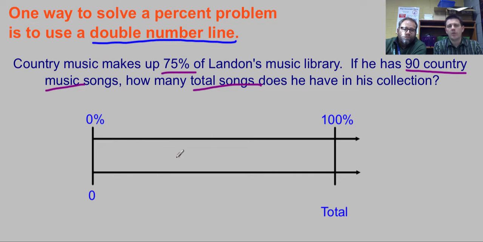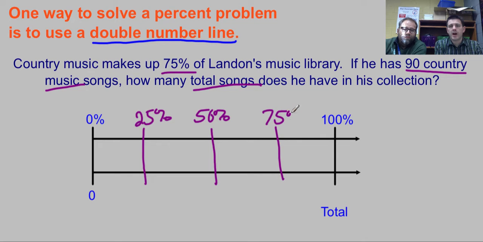What do I need to count by to get from 0 to 100, but making sure I land on 75? Hopefully, counting by 25s came to mind. So I can do 25%, 50%, and 75%. And then my next step is my 100. It tells me that 90 country songs is equal to that 75% of his country music. So I know that 75 is 90 songs.